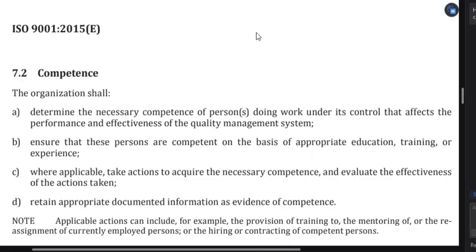B, ensure that these persons are competent, meaning they have the necessary knowledge and skill to attain objectives and perform their task well on the basis of appropriate education. They have to have sufficient education on the subject, training, they have to be trained, or experience, and have sufficient experience. Now, competence can be built by working together, by training, by appropriate education. Whatever the requirement is has to be defined.